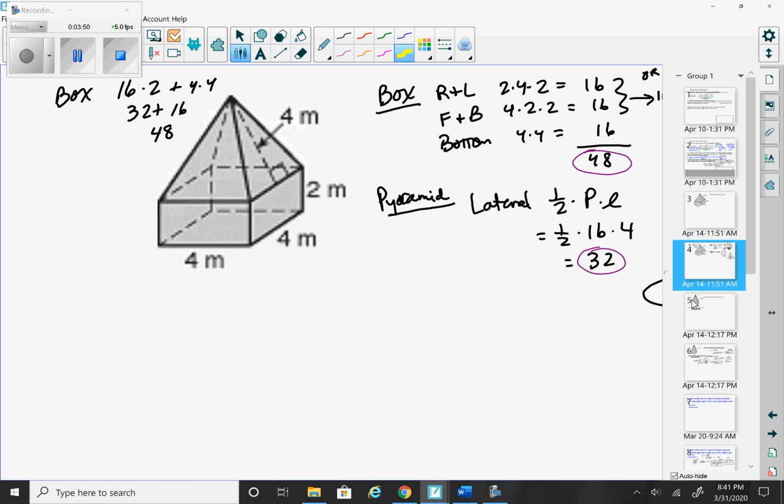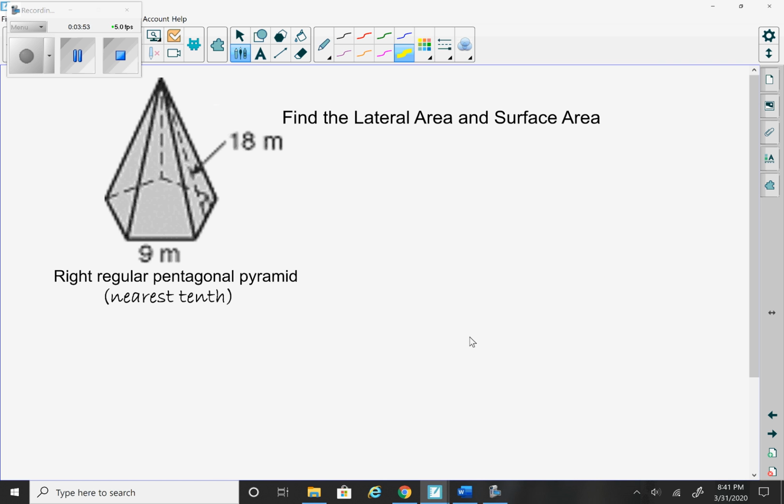Okay, so on to our next practice problem. This one is finding the lateral and surface area of a pentagonal pyramid. Again, remember that a pentagonal pyramid has a base that's a pentagon. And to find the lateral, we're going to start with that. To find the lateral area, we take 1/2 times the perimeter of the base times the slant height. So this is the easy part.